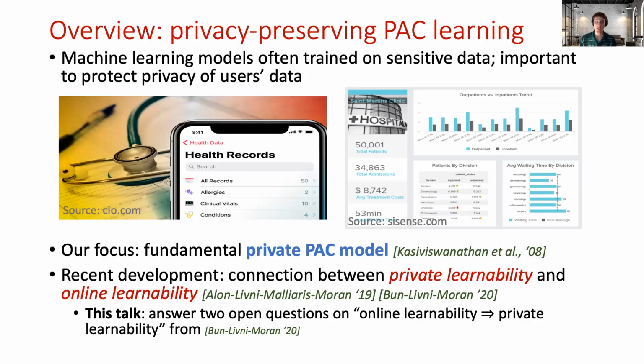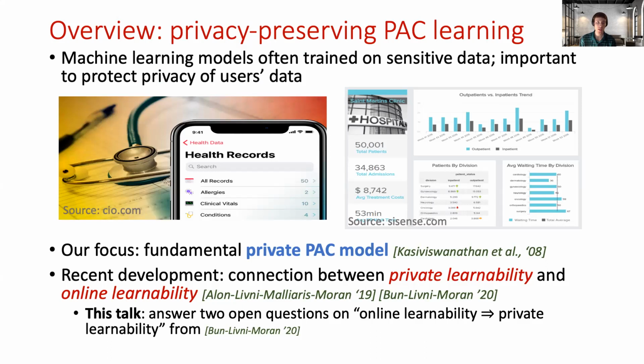In this talk, I'm going to discuss a theoretical model of private machine learning, in particular the private PAC model, which was introduced over a decade ago. An exciting recent development in the study of private PAC learning is a connection between private learnability and online learnability, as shown in a couple of papers in recent years. In particular, these papers combined to show that private learnability is equivalent to online learnability.